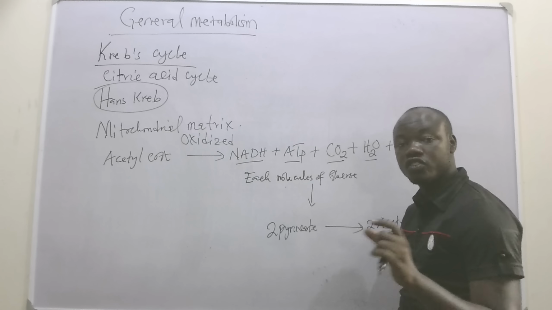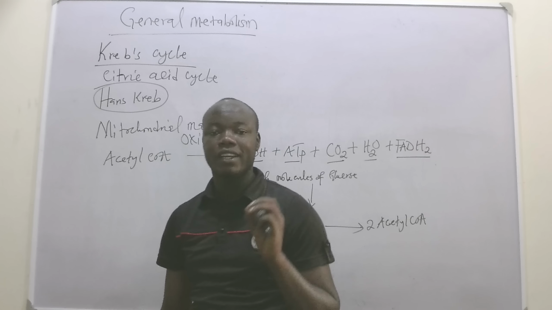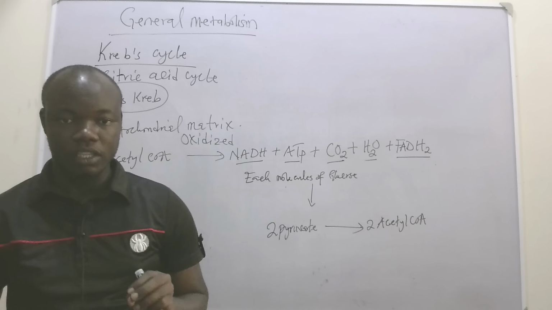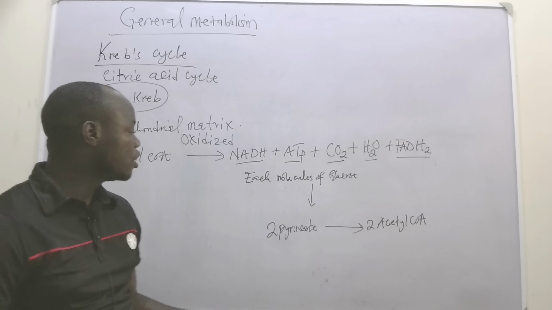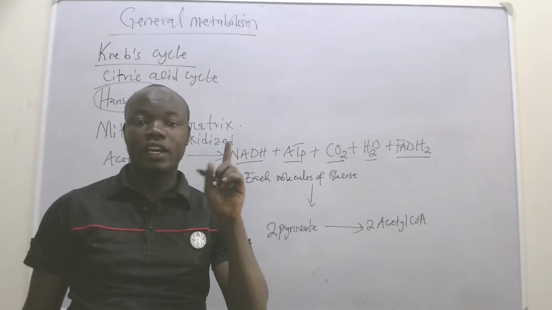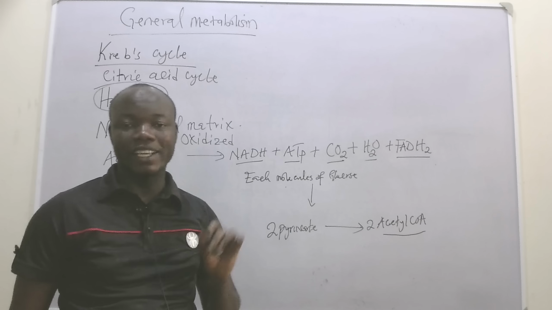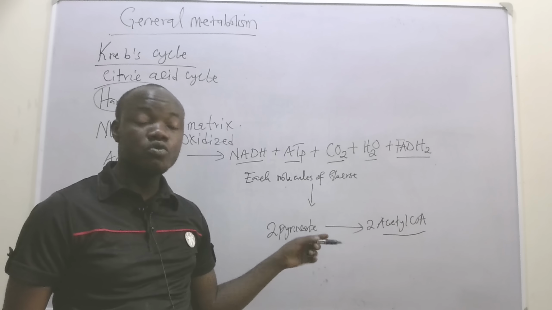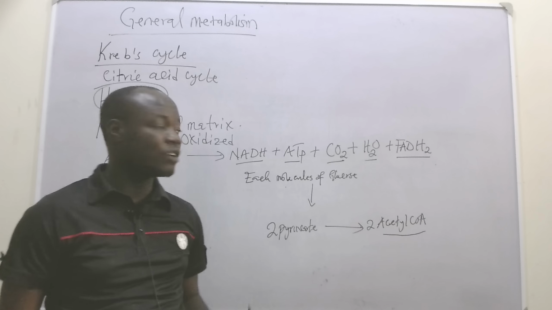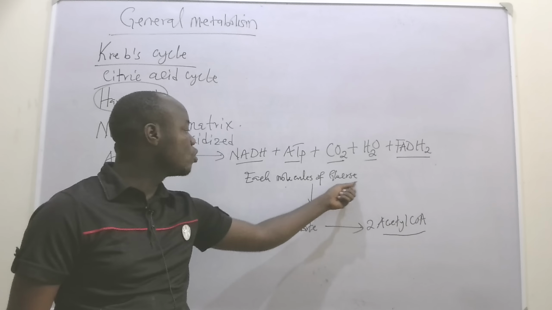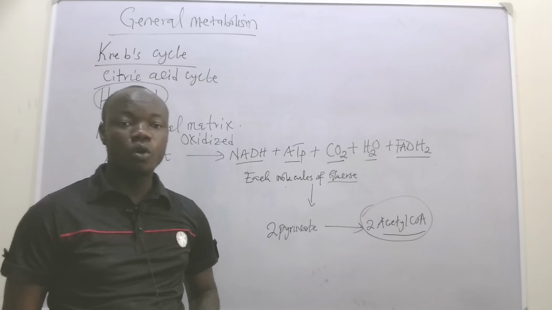So now, if you want to know exactly how many NADH, ATP, carbon dioxide, and FADH2 are generated, then for each molecule of glucose, we expect two citric acid cycles to take place. We expect two citric acid cycles because for one citric acid cycle, you need one molecule of acetyl-CoA, and for two cycles, you need two molecules of acetyl-CoA. And of course, for each glucose molecule, you generate two molecules of acetyl-CoA.